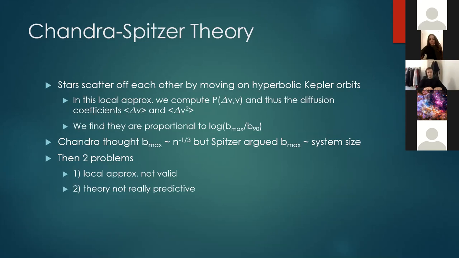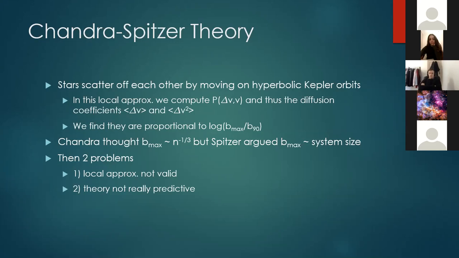Two stars approach each other with positive mutual energy, and so they scatter off each other by moving along hyperbolic orbits in their Kepler potentials. So we're working in a local approximation, that's to say we're thinking of the encounter as happening in a space which is small compared to the whole cluster, so that we think of the stars as approaching each other on straight line, constant velocity trajectories and scattering.